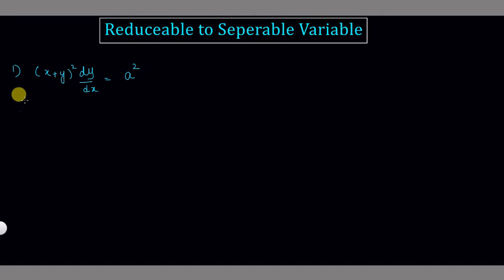This is example number 1. Actually, it is very difficult to separate the variables in this particular case, and we are bound to solve this differential equation by using the method of separable variables. So no problem at all. We will start our question: (x plus y) whole square, dy divided by dx, is equal to a square.